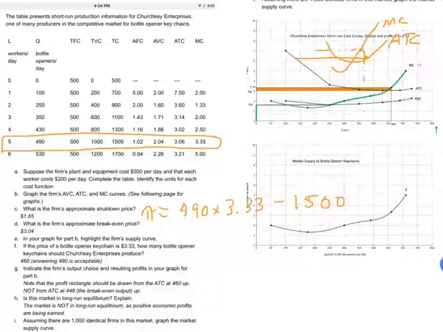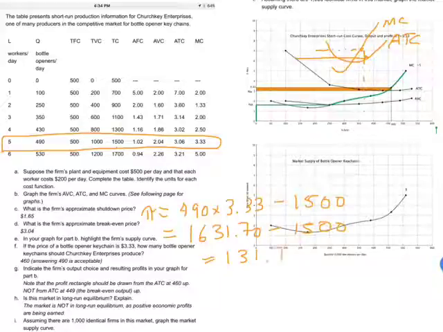I cheated, paused it, and got my calculator. That is equal to 1631.70 minus 1,500, which is equal to $131.70 profit. Not much, but enough to attract entry. And finally, now I've scribbled over it.